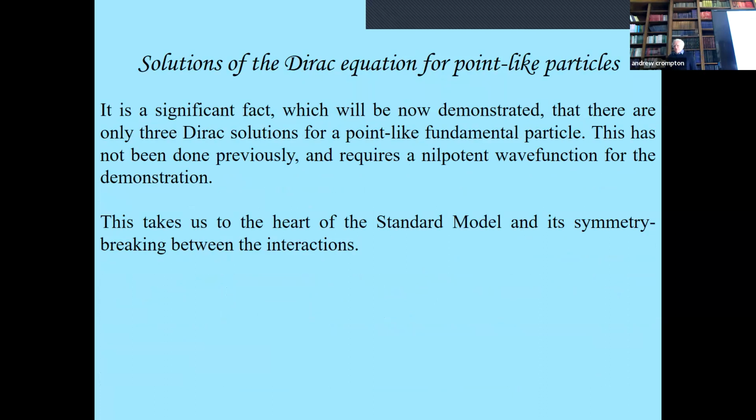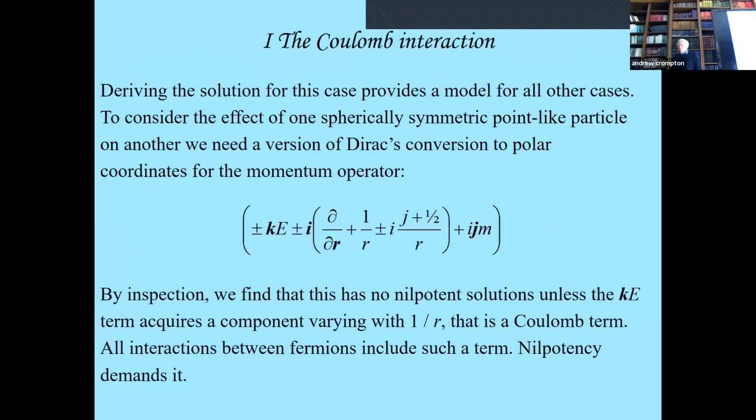What I'm now going to say is that there are only 3 Dirac solutions for a point-like fundamental particle. Nobody's ever done this before. They've only found one of them. They've not found all 3. And it doesn't work if you've not got a nilpotent wave function. And this is why those two terms added to the Dirac equation actually introduce nearly all the standard model in one form or another. I'm going to outline what I'm going to do, but I'm not going to go through these calculations because they're too extensive.